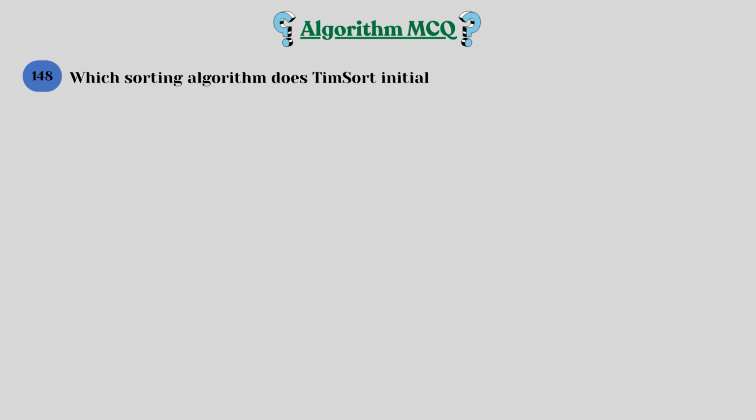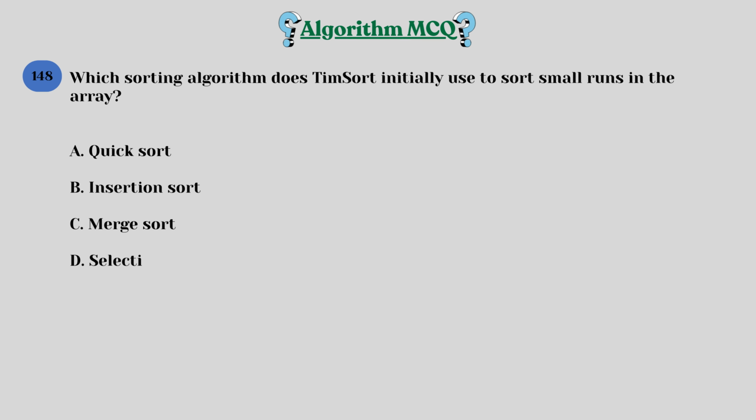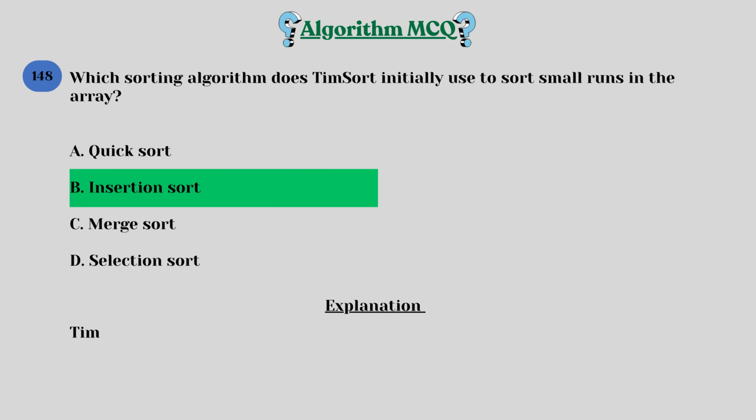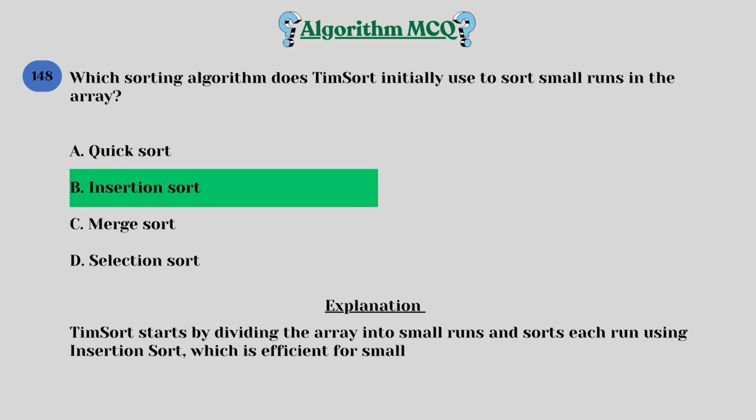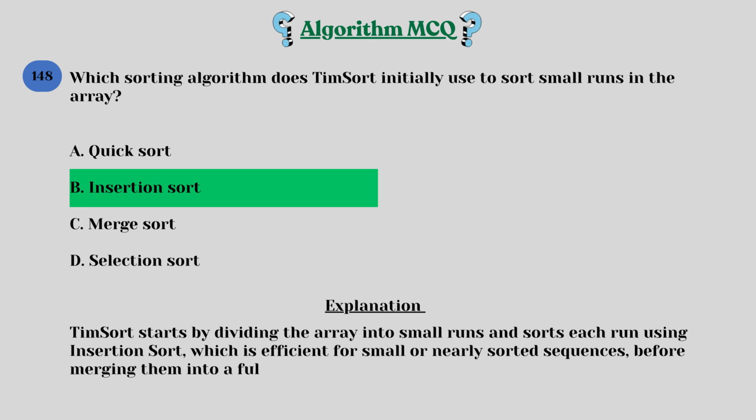Which sorting algorithm does TimSort initially use to sort small runs in the array? Correct answer, insertion sort. Explanation: TimSort starts by dividing the array into small runs and sorts each run using insertion sort, which is efficient for small or nearly sorted sequences, before merging them into a fully sorted array.